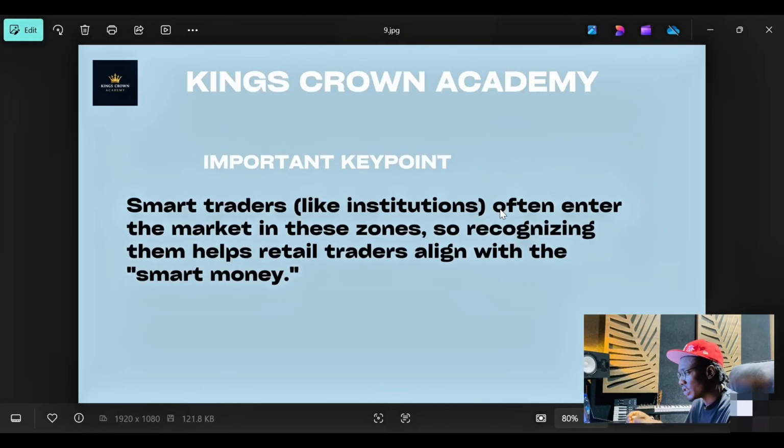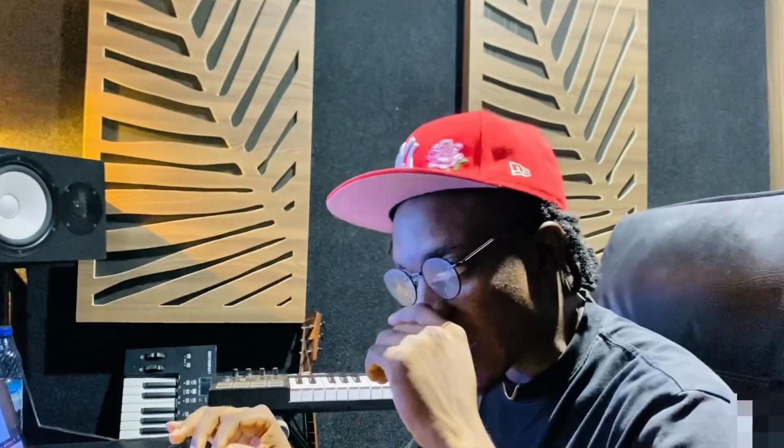The essence of me explaining this is for you to understand how important the supply and demand zone is for traders. Smart traders often enter the market in these zones, so recognizing them helps retail traders to align with the smart money. That's the key thing, the smart money. We want to follow the big moves of these guys. That's only when we can actually make more money in the longer run. Be it swing traders, day traders, scalpers, you must spot clearly where these people are making their moves.